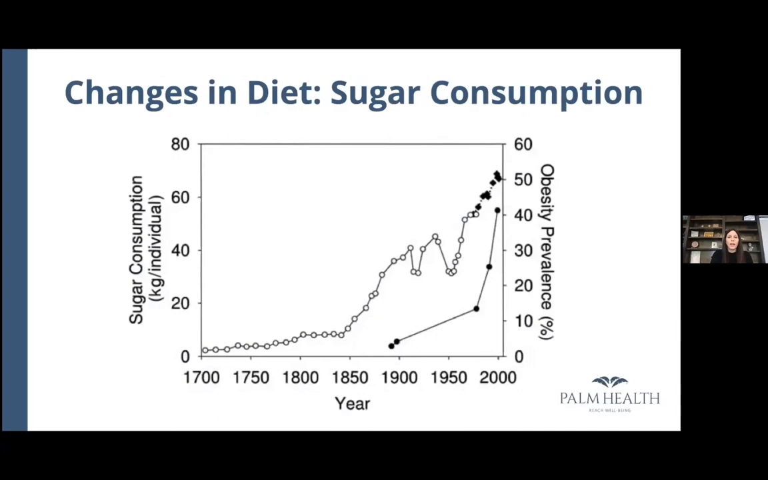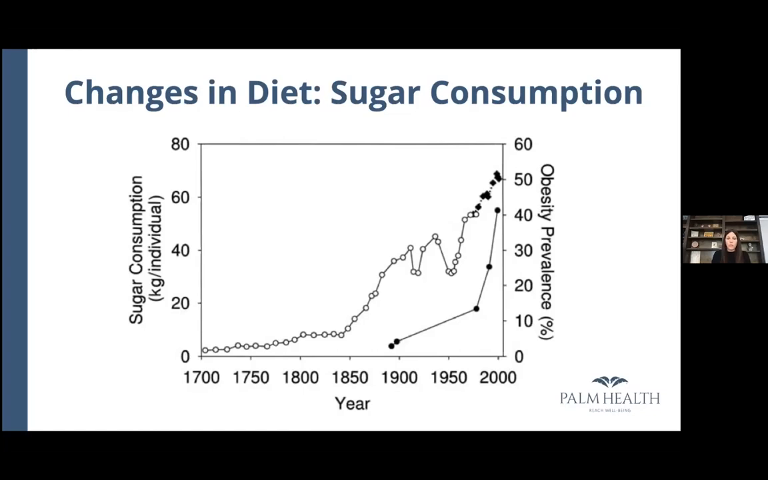So our diet has changed so much over the last 50 years. And as we look at this graph, we can see just how much our sugar consumption has increased. Especially if we look at the lower corner of this graph, 1950 to 2000, we have a huge increase in the sugar consumption in our diet. We notice that also parallels the increase in the prevalence of obesity.